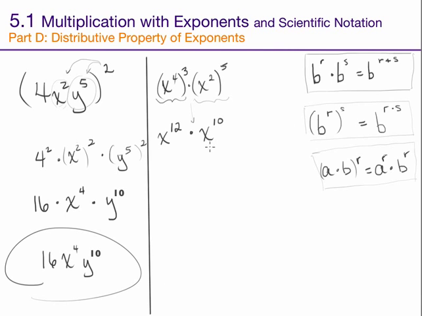But there's more I can do. Now I have the same base raised to 2 different powers multiplied. And that's the product rule. That's x to the 12 plus 10, or x to the 22.